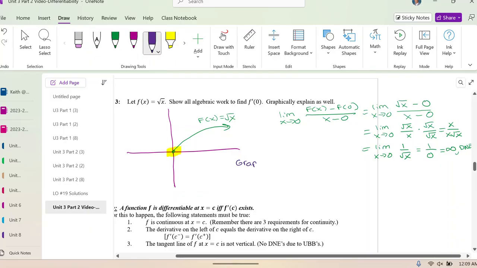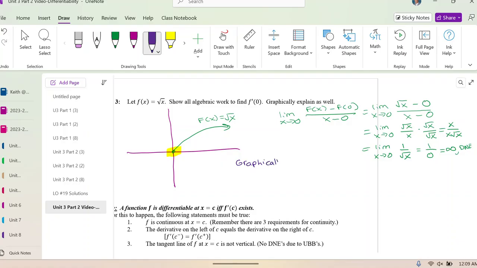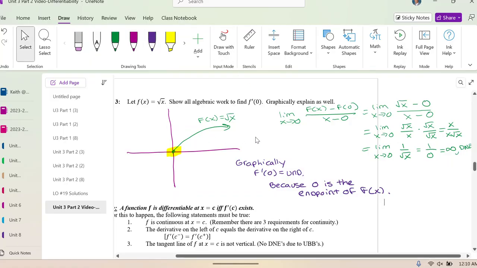So graphically, f prime of 0 is undefined or does not exist because 0 is the endpoint of the function. All right, so that's why graphically, whenever you see an endpoint, there is no derivative as well.